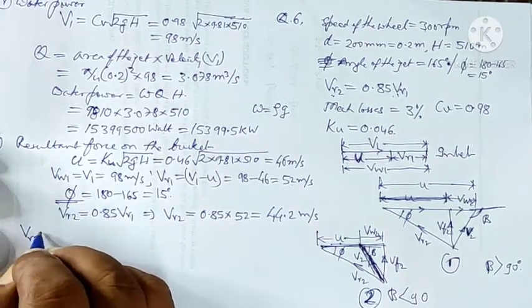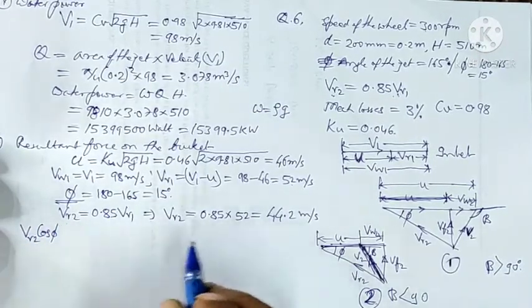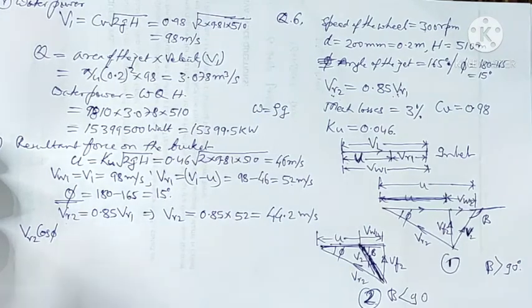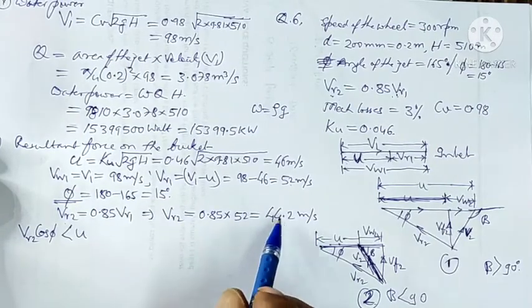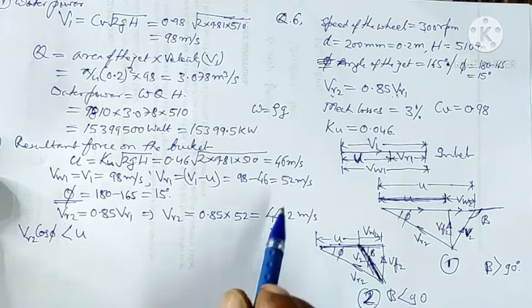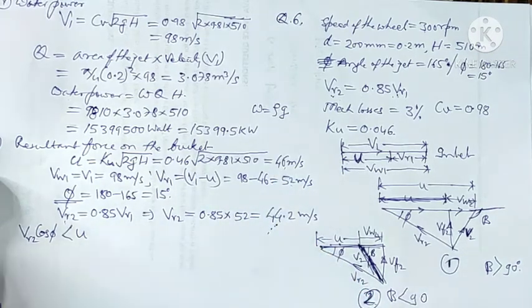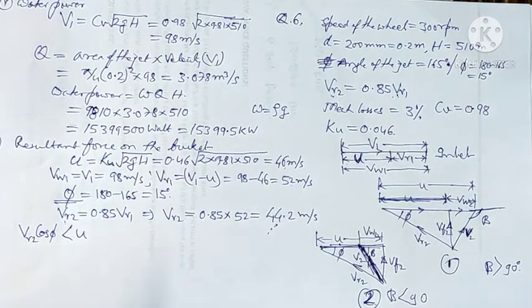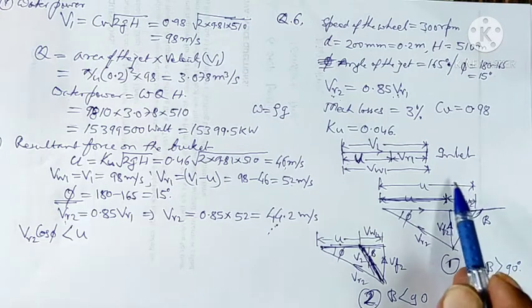Now VR2 cos phi is less than the blade speed u. This is 44, and if we multiply by cos 15, it is going to be less still, as VR2 itself is still less than u. So VR2 cos phi will definitely be less than u. So as VR2 cos phi is less than u, the velocity triangle at the outlet will be like this.